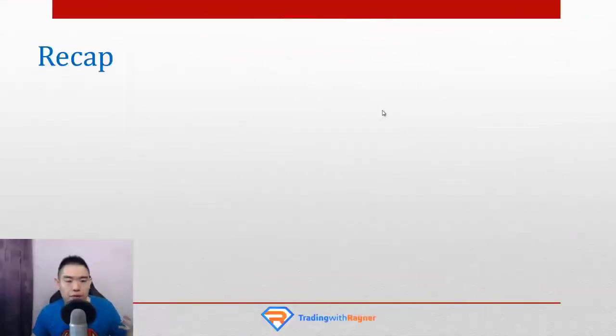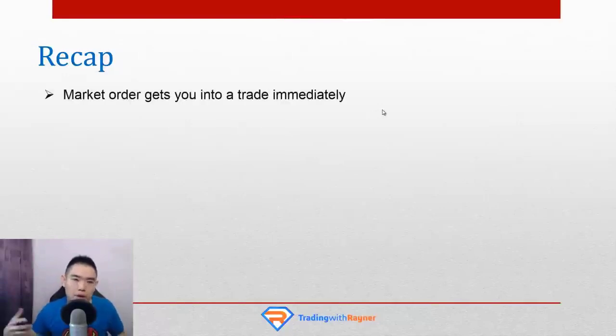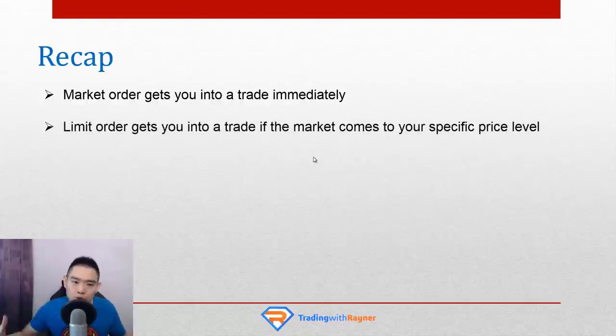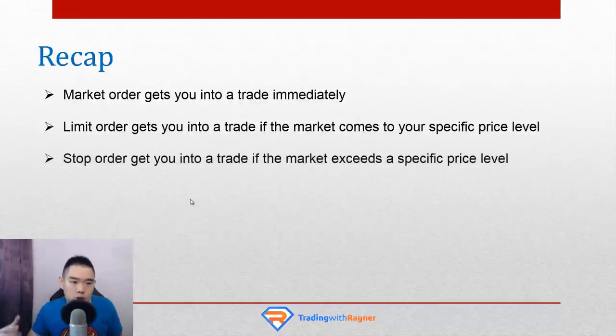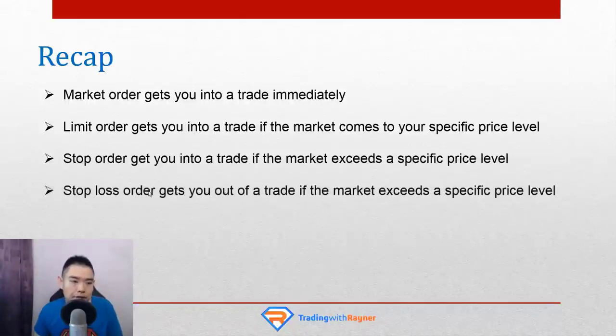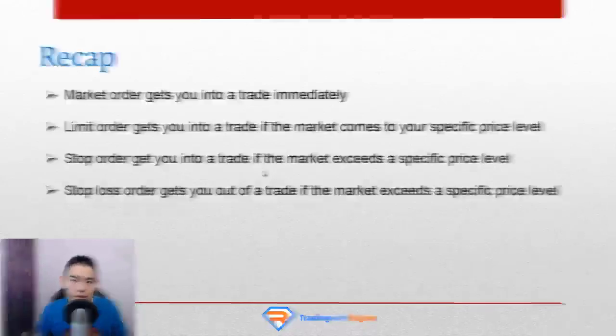So let's do a quick recap of the 4 market orders you have just learned. Number 1, a market order gets you into a trade immediately, no matter what. A limit order gets you into a trade only if the market comes to a specific price level that you have dictated. A stop order gets you into a trade if the market exceeds a certain price level. For example, buying a breakout: only if it breaks above, let's say, $100, will you be entering the breakout trade. That's what a buy stop order can do for you. And finally, a stop loss order would get you out of a trade if the market exceeds a certain price level, to protect your downside.